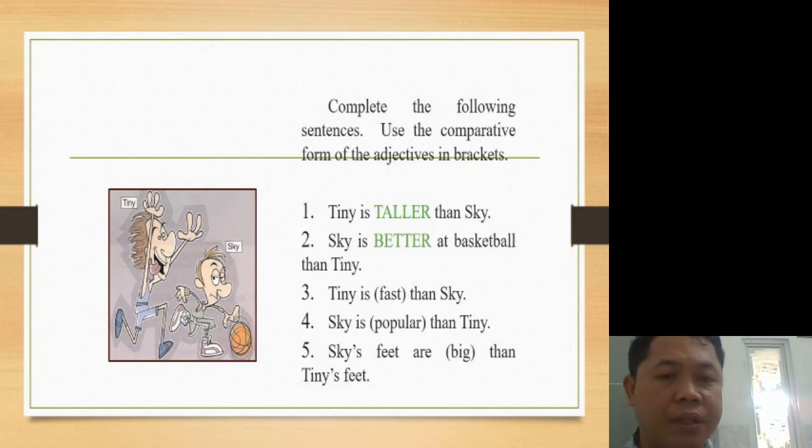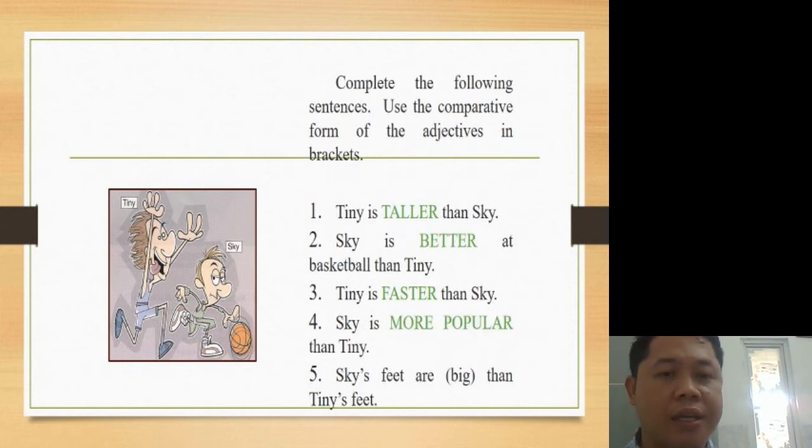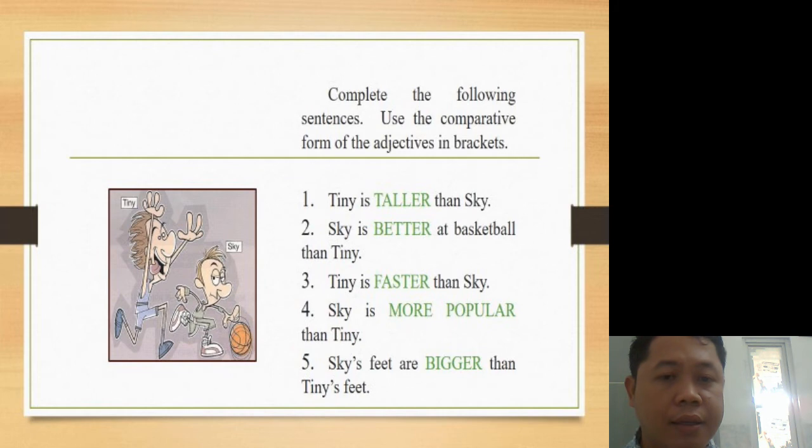Exercise number 3. Tiny is fast than Sky. Fast is the base adjective. It becomes Tiny is faster than Sky. Number 4. Sky is popular than Tiny. The adjective is popular. So it becomes Sky is more popular than Tiny. And for number 5, Sky's feet are big than Tiny's feet. The adjective is big, it becomes Sky's feet are bigger than Tiny's feet.